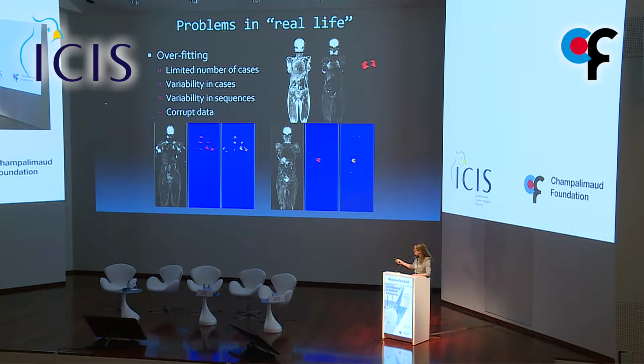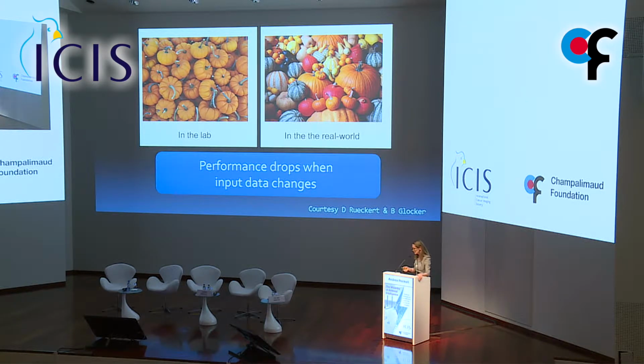So when you start off, you have a large number of cases that you think are available to you, and this gets eroded and eroded by various issues that you face along the way. You get a large variability in cases, variability in sequences, and then even when you get the cases that have the right sequences, you then end up having the data transferred, and then you have corrupt data, and so you end up having smaller data sets than you planned for.